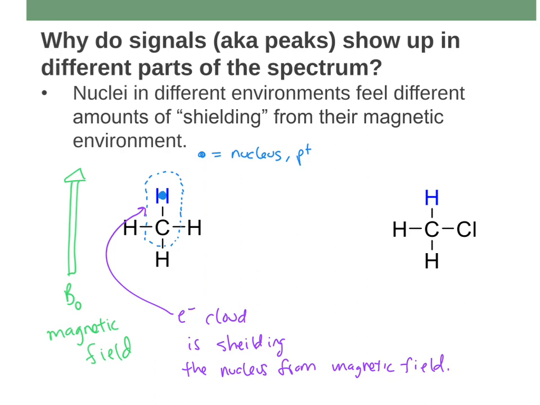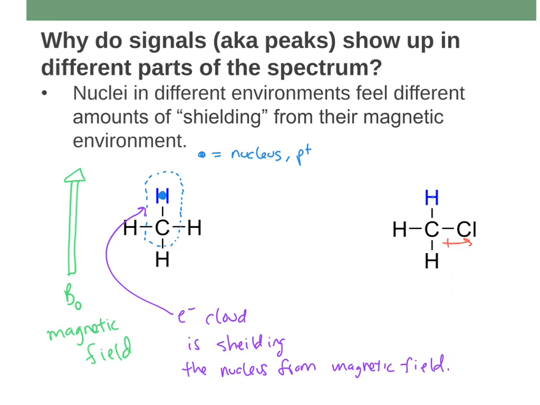And you can imagine different nuclei would have different amounts of electrons around them and different amounts of shielding, which is part of why we see carbon-13 nuclei show up at a different frequency than hydrogen nuclei would. Now, on the right, I have a chlorine attached to this carbon. Remember that chlorine, fluorine, bromine, nitrogen, oxygen are more electronegative elements, and so they pull electrons towards themselves. That's going to deform this electron cloud. The electrons are pulled towards the chlorine.